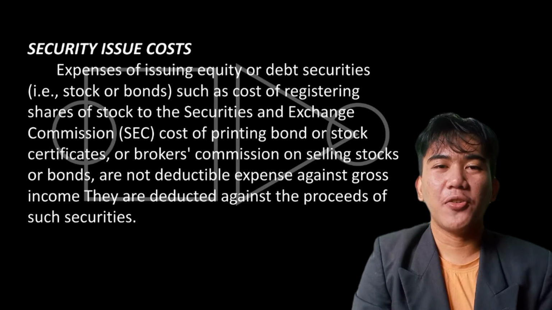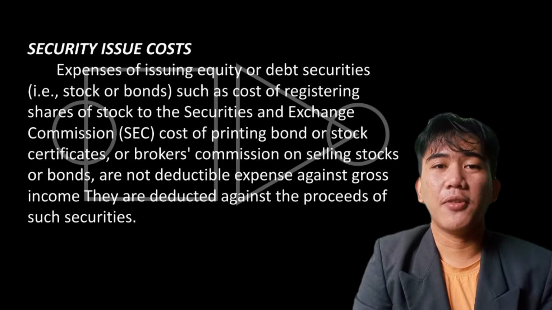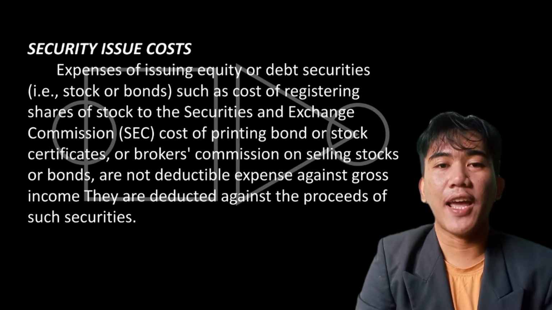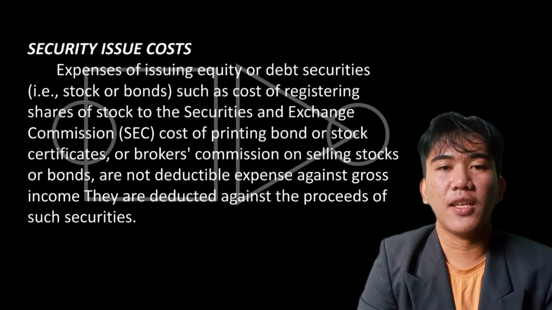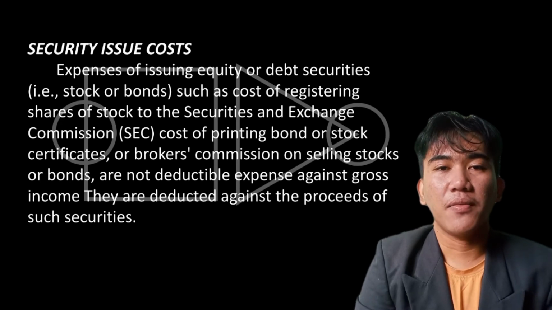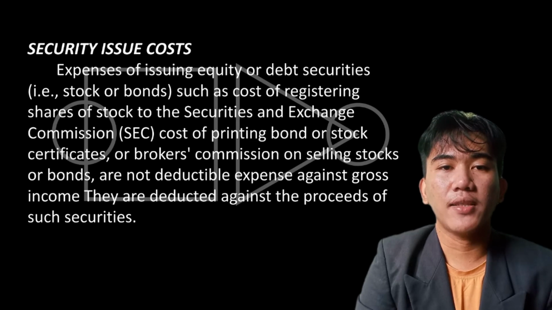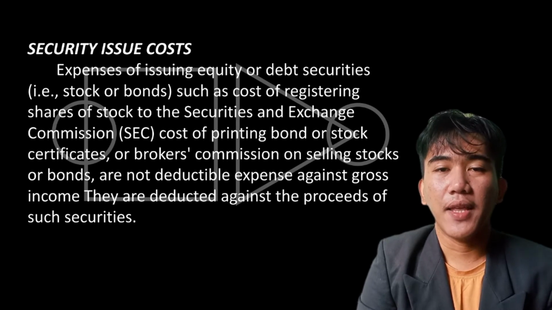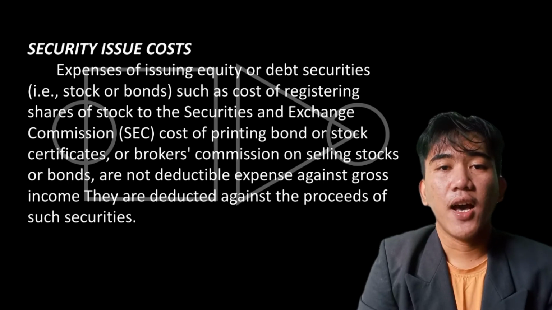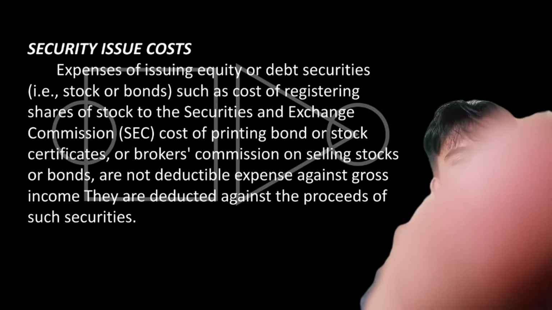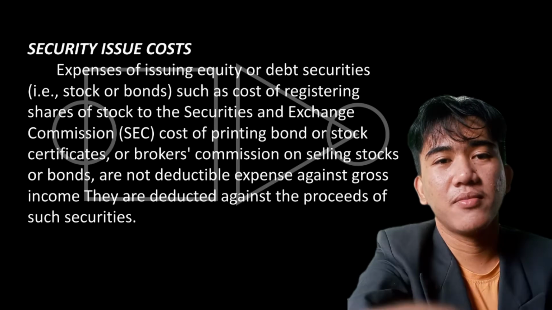The third one is the security issue costs. Expenses of issuing equity or debt securities, such as cost of registering shares of stock with the Securities and Exchange Commission, cost of printing bond or stock certificates, or broker's commission on selling stocks or bonds, are not deductible expenses against gross income. They are deducted against the proceeds of such securities.